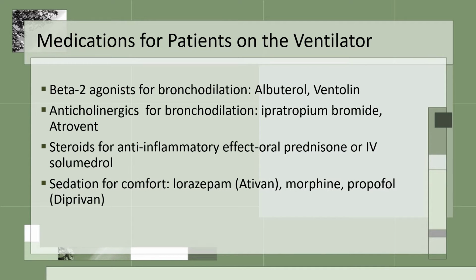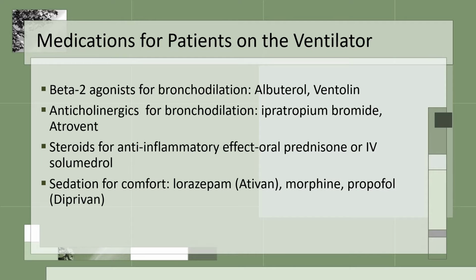So these are some of the medications for patients on the ventilator. This would include beta-2 agonists for bronchodilation, such as albuterol and Ventolin. Also anticholinergics for bronchodilation, which is ipratropium bromide or Atrovent. Often these two medications, albuterol and Atrovent, are put together in a nebulized solution and given to the patient on the vent, and is called DuoNeb.